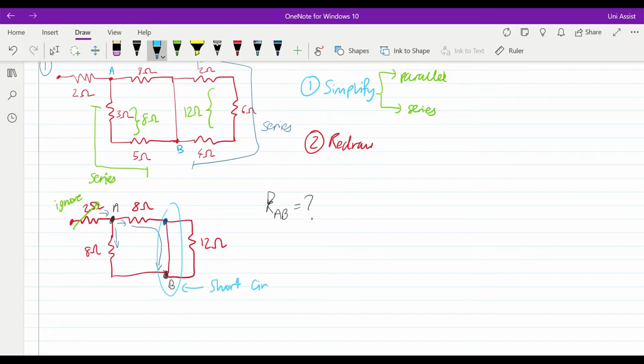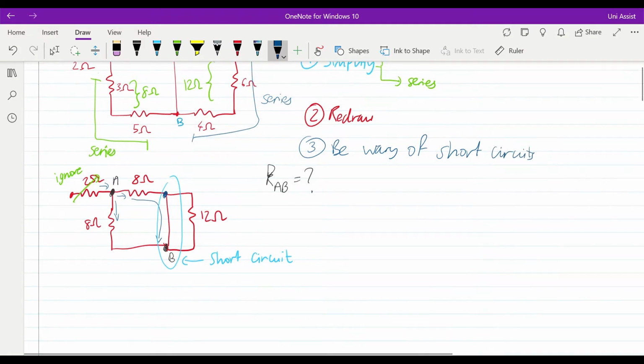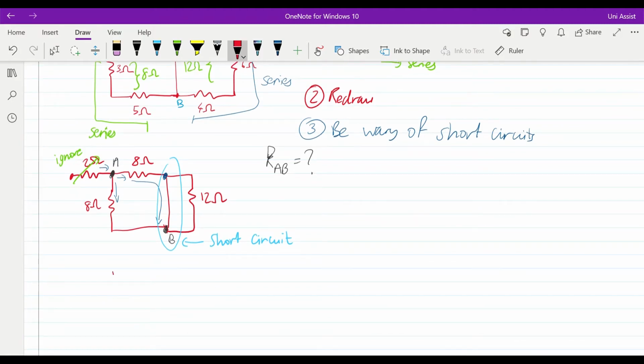So these are always going to be around in these types of questions to trip you up. So that's another thing I'm going to add here: be wary of short circuits. So when you have a short circuit, it means you effectively ignore whatever is connected in parallel to that circuit. So this means that we can continue to simplify. So now I can simply redraw this circuit as these 2 resistors between points A and B.